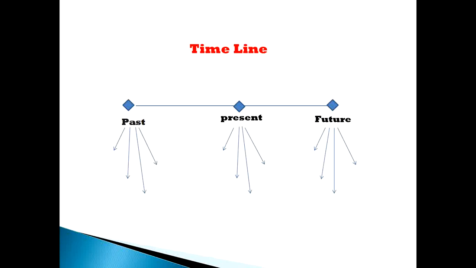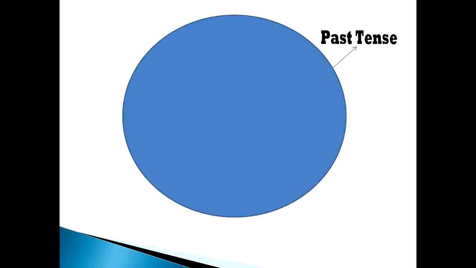Next, there are four aspects of actions in every tense, and they are indefinite, continuous, perfect, and perfect continuous, and you see all four of them are there in every tense. Let's see how these aspects of actions are used in past tense.